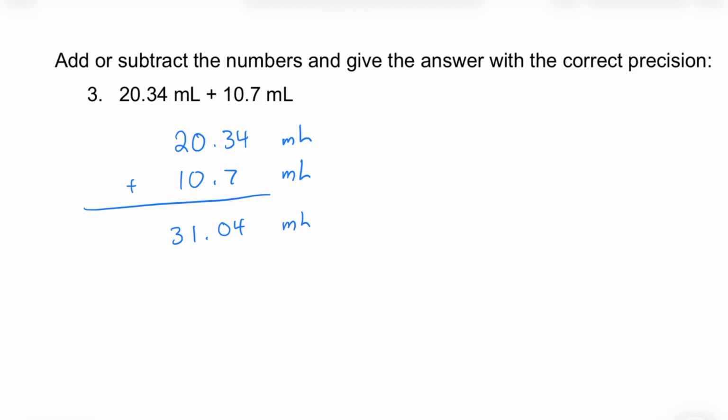However, we want to round to suit the precision of the least precise of the measurements that we added together. Our first number is precise to the hundredths place value, but our second number is only precise to the tenths place value. So we will want to round to that tenths place value, meaning that our answer in the end should be rounded to 31.0 milliliters. We've got to round off that hundredths place.